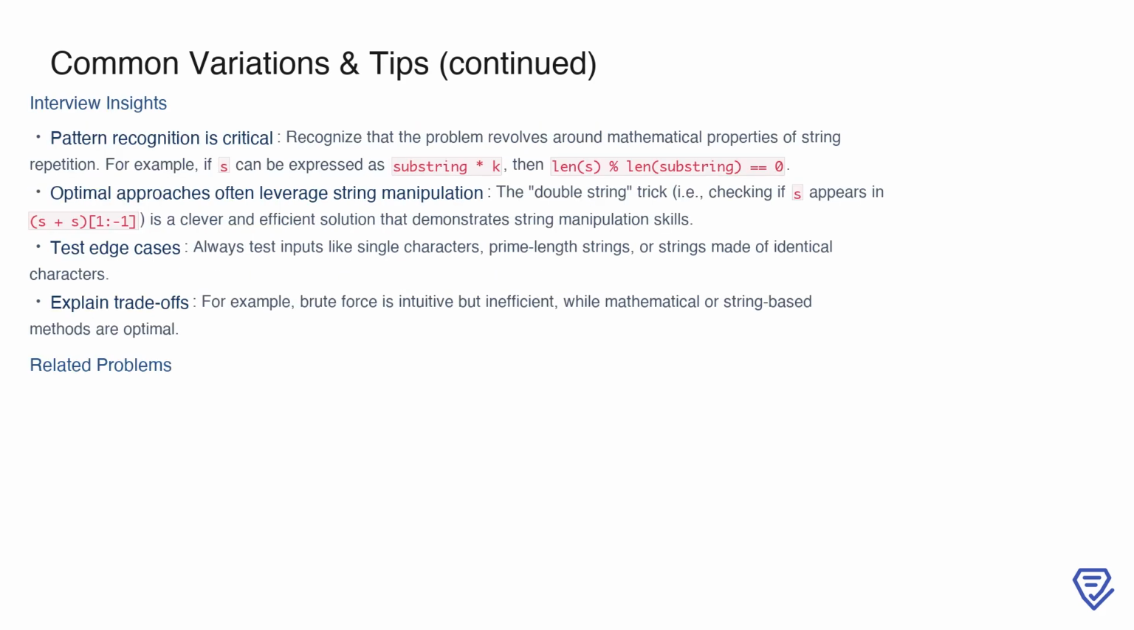To solve this problem effectively, it's important to focus on key insights. First, recognizing that the problem involves the mathematical properties of string repetition is critical. For instance, if the string can be expressed as a substring repeated k times, then the length of the string must be divisible by the length of the substring. Optimal approaches often leverage string manipulation techniques, such as the double string trick. By checking whether the string appears in the middle of its own concatenated version, excluding the first and last characters, you can solve the problem efficiently.